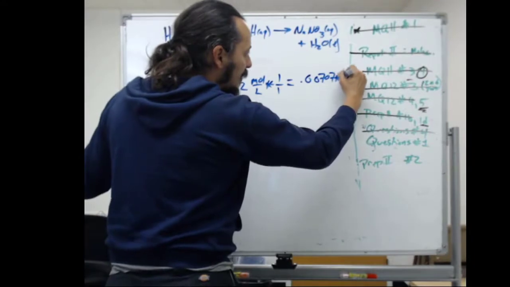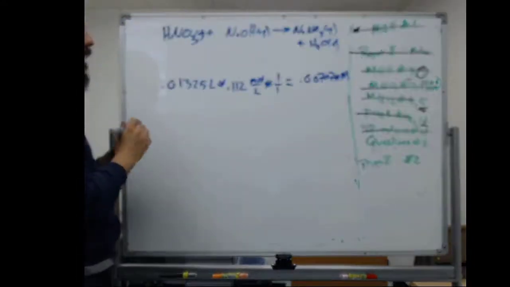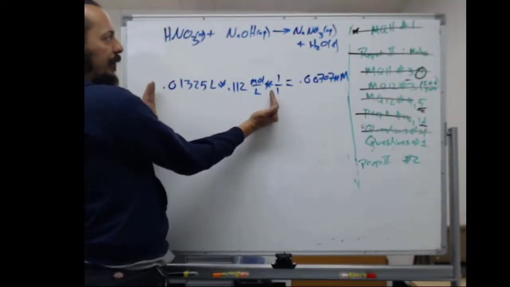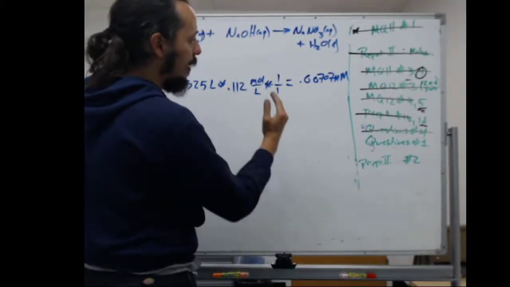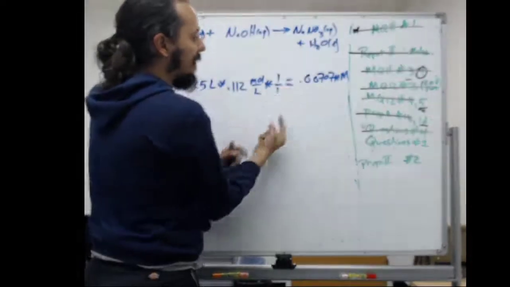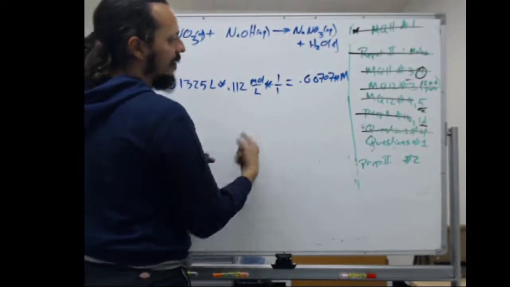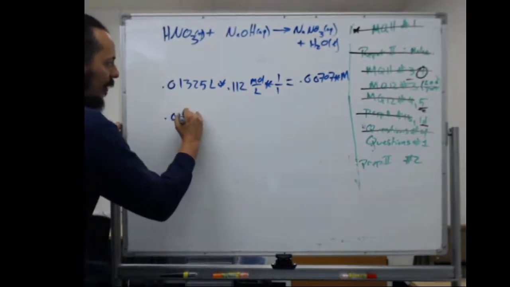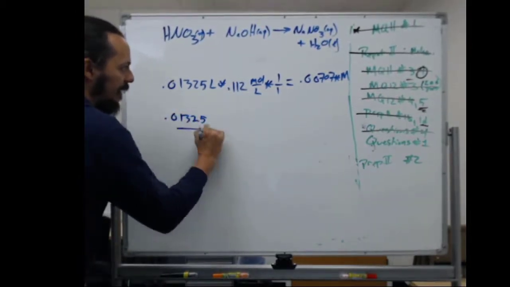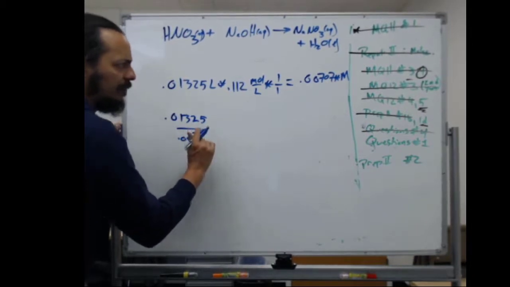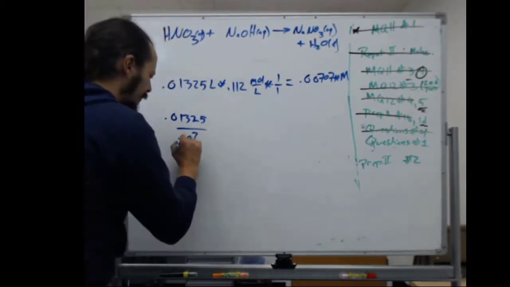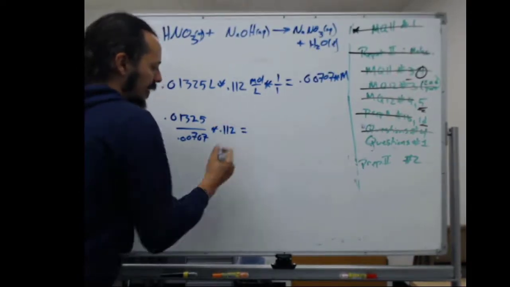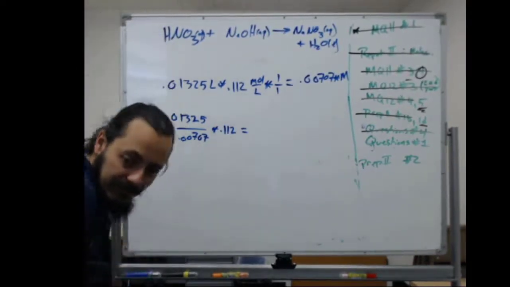0.00707 times molarity. Right? Because we're at the equivalence point, we're doing this titration, I know that my moles of sodium hydroxide have to be equal to my moles of acid, taking the mole ratio 1-to-1 in this case into account. So then I can just divide, and it's going to be 0.01325 divided by 0.00707 times 0.112. That should be it.